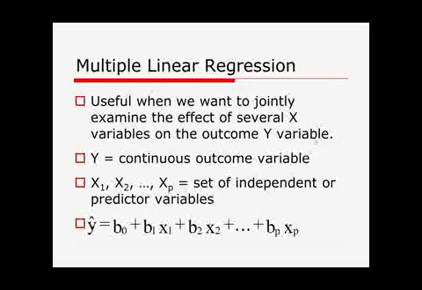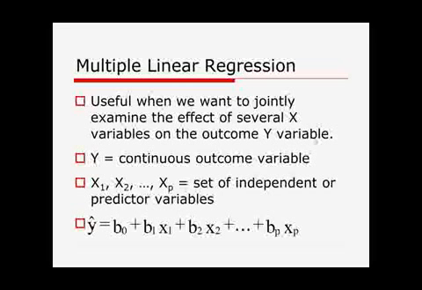Multiple linear regression is used when you have a set of predictor variables. So you have a set of x's, and you want to relate those simultaneously to some outcome. So let's say our outcome variable is blood pressure. In the simple linear regression case, we might want to relate number of hours of exercise to blood pressure. That's a simple linear regression where you have one predictor, exercise, and one outcome.